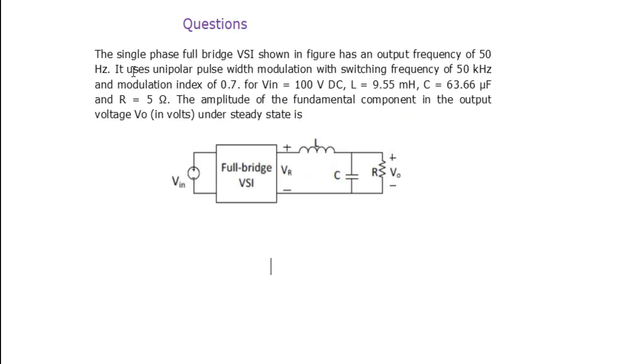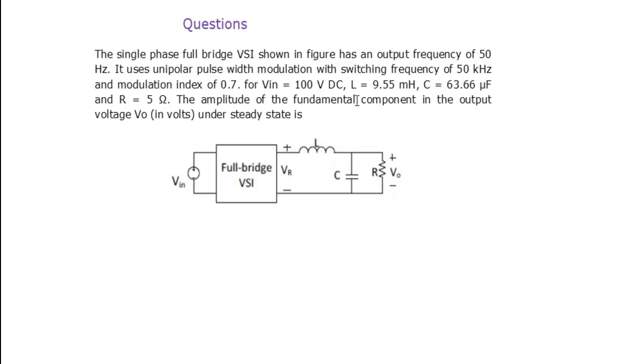The single phase full bridge VSI shown in the figure has an output frequency of 50 Hz. That means it is running at 50 Hz. It uses unipolar pulse width modulation with a switching frequency of 50 kHz and a modulation index of 0.7. The input DC voltage is 100 volts. The filter inductance is 9.55 millihenry, the capacitance is 63.66 microfarad, and the load resistance is 5 ohm.